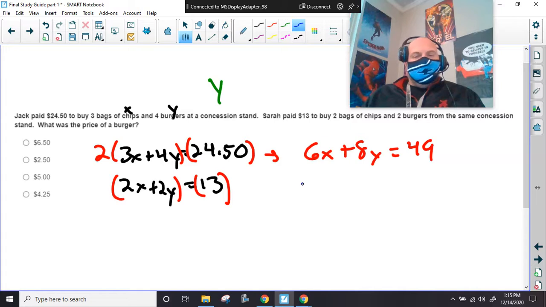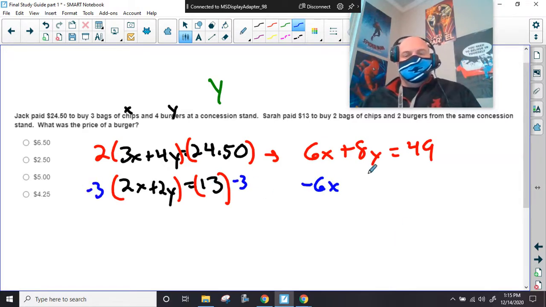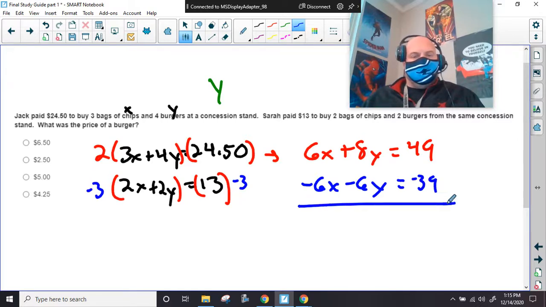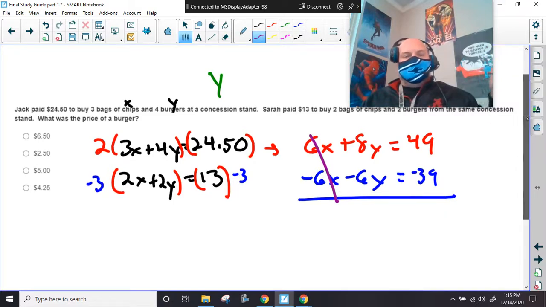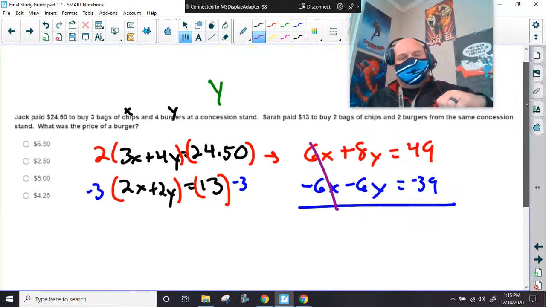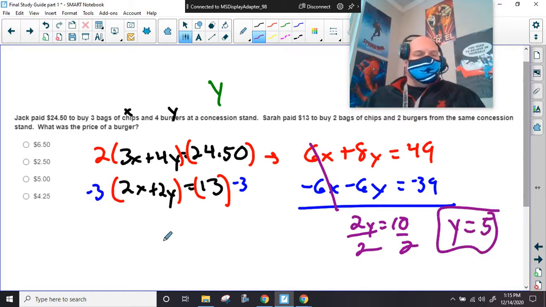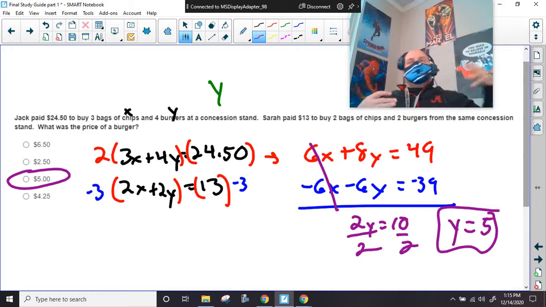Now, if I want this to be a negative 6X, that means I've got to multiply this by -3. That gives -39. So when I combine, our X's go away because we don't really care about the price of the chips. We're asking for the price of the burger. All right, so we get $5, which is a typical price for a hamburger at a concession stand.